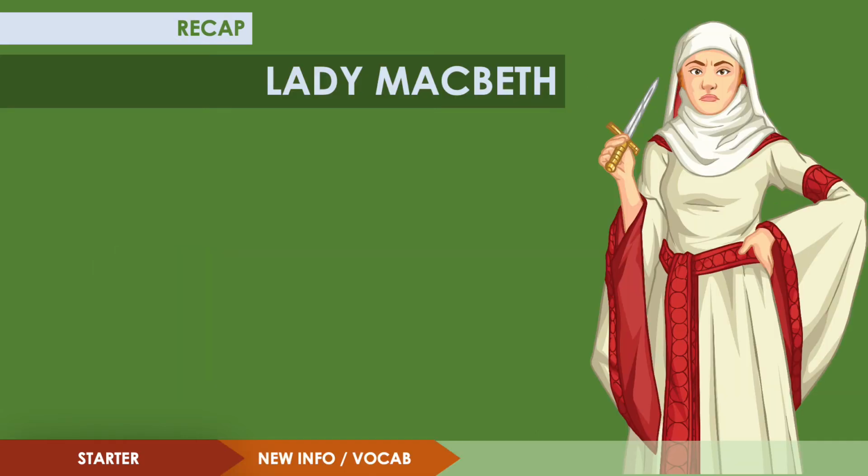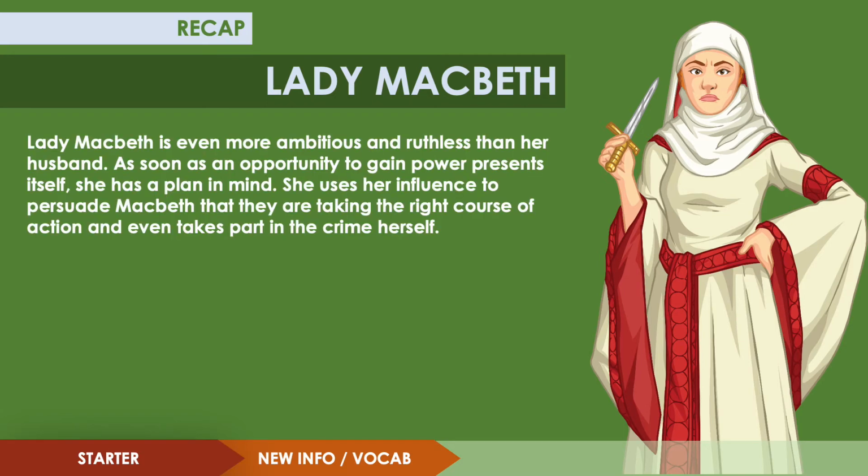Okay guys, now let's recap what we already know about Lady Macbeth. So she's more ambitious and ruthless than her husband, and this is important to understand because as soon as an opportunity to gain power presents itself, she has a plan in mind. So this ambitious nature overpowers Macbeth's own, and she's able to influence and persuade Macbeth that they're taking the right course of action, and even takes part in the crime herself.